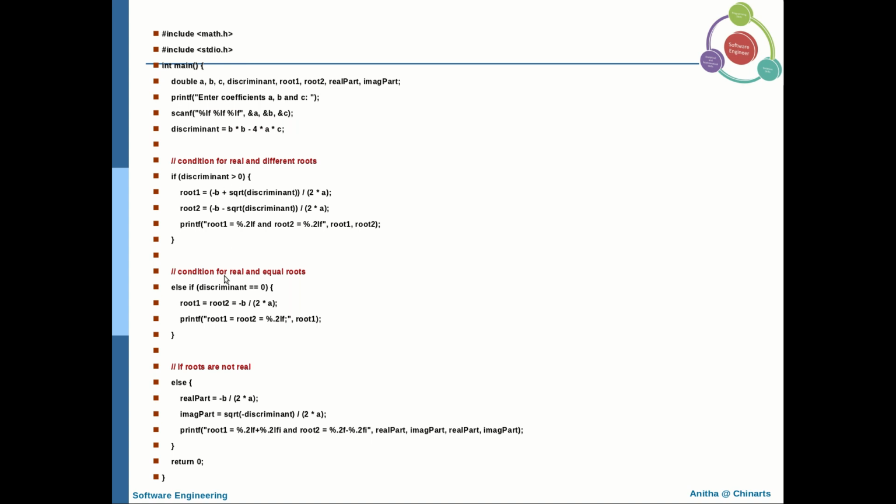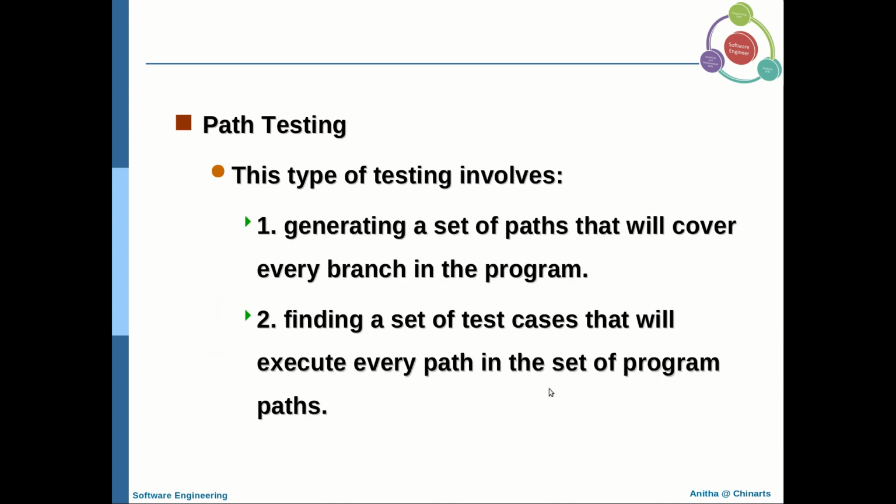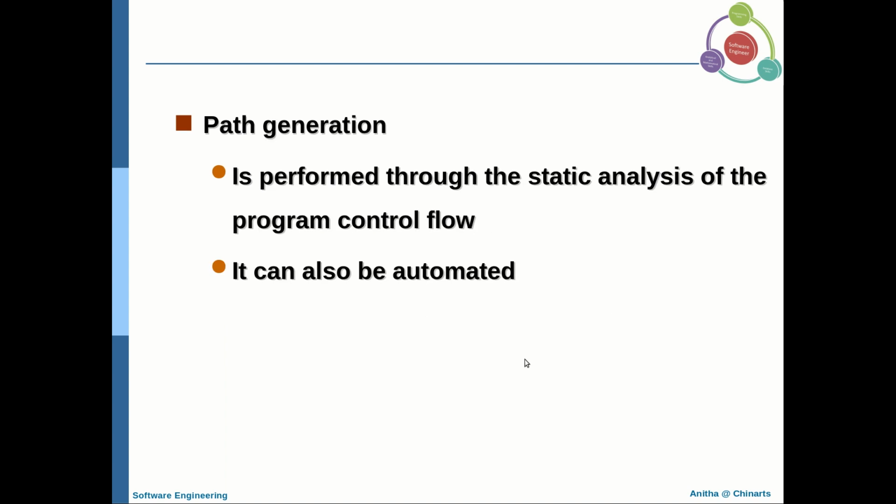So I have gone through the program statement by statement and I understood one execution flow will be S1, S2, S3, S4, then S5, S6, S7, S8, then the last statement of the program. This is done by analyzing the structure of the program manually. You can generate the paths through static analysis, because I have not executed the program, I am just analyzing it statically, just by reviewing the program code.